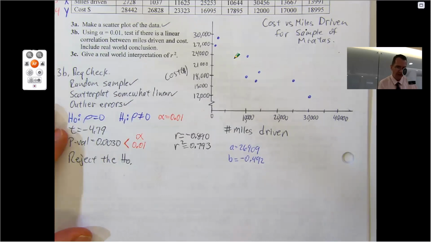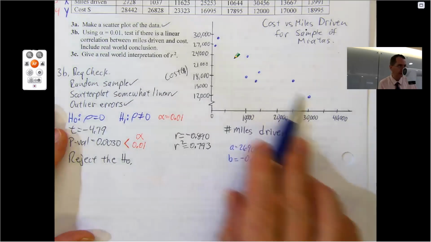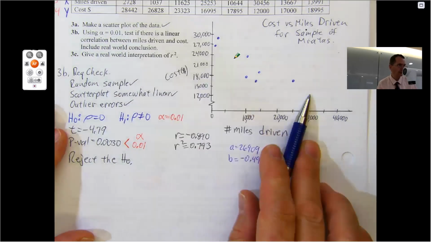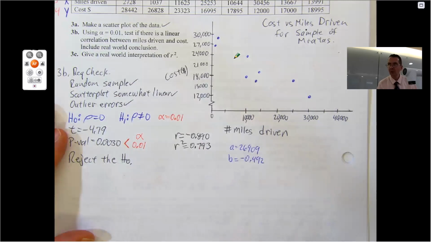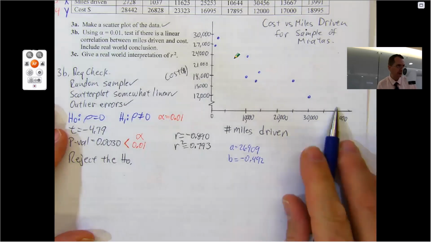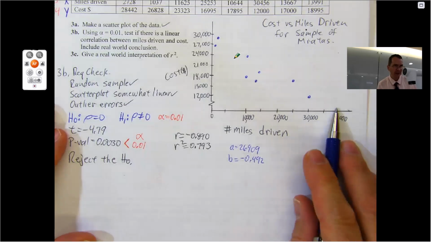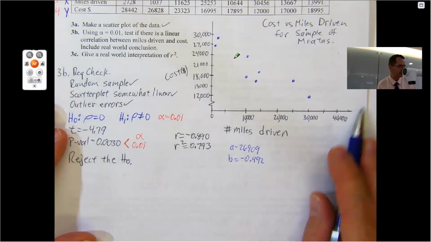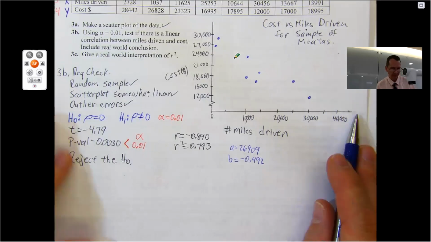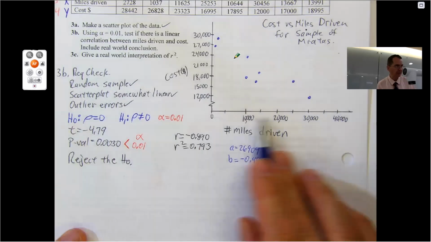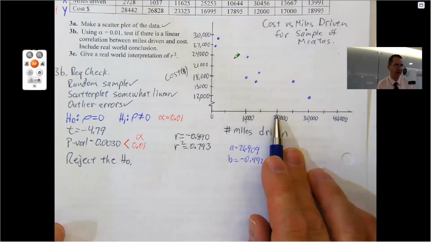Yeah, 10,000 is inside the data, isn't it? What about 20,000? Yeah. 40,000? 40,000 gets a little iffy, right? What about 50,000? No, because now we're starting to get outside of the data, aren't we? So 10,000 and 20,000 miles would be good things to make predictions on.